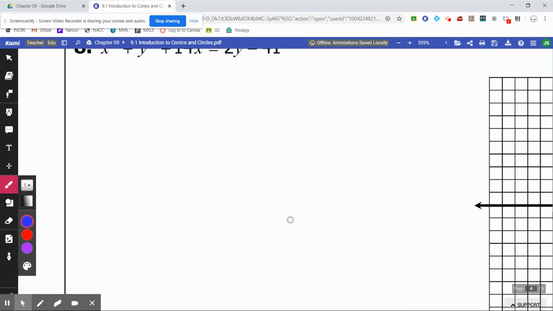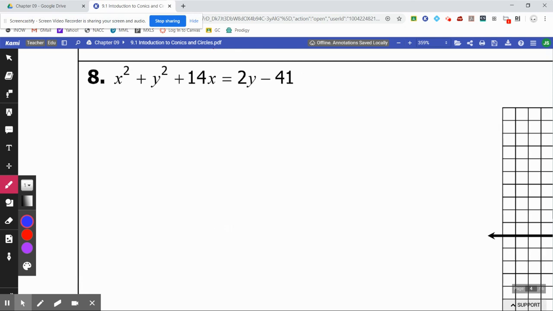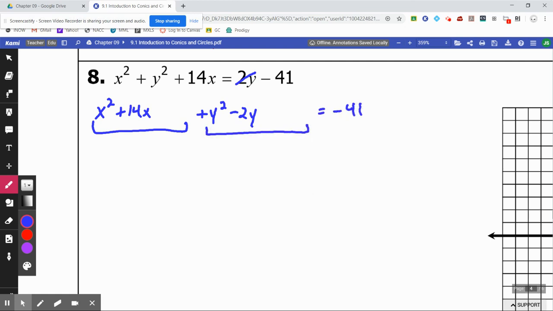Next problem. Again, we're going to group our x stuff and our y stuff. So I have x squared. Let's move this 14x over with it. Leave a space because I'm going to complete this square. And you have plus y squared. Move the 2y from the other side by doing minus 2y. Leave a space, and there's my y stuff. Equals, leave the constant on the other side.